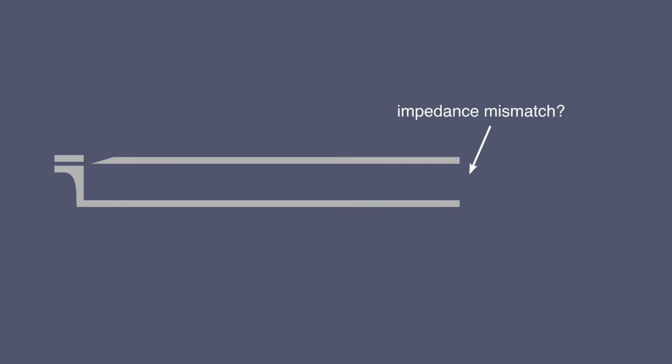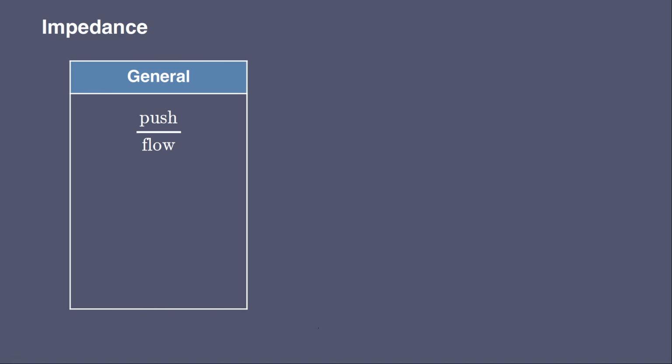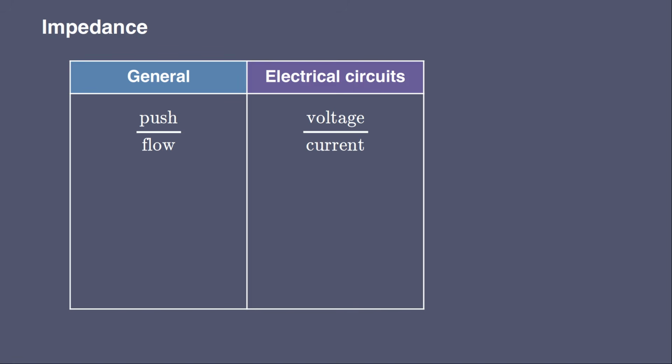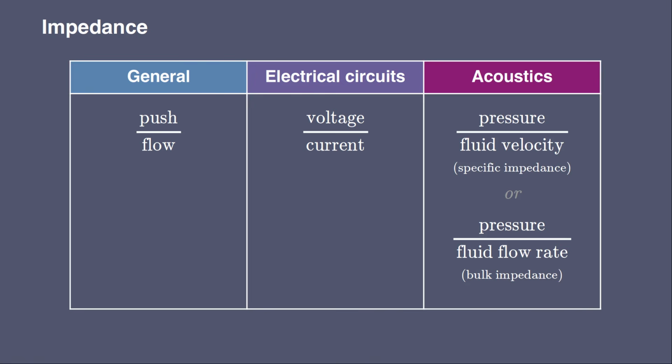Why does that happen? One common answer from my engineer friends is that there's an impedance mismatch. If you don't know what impedance is, it tells you how much you need to push for a certain amount of flow, like voltage divided by current in electrical circuits, or in acoustics it might be pressure divided by fluid velocity. So let's work it out.